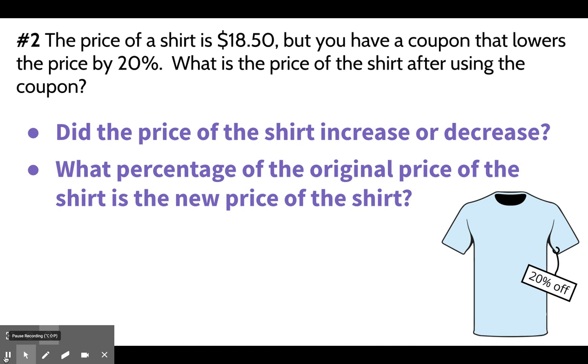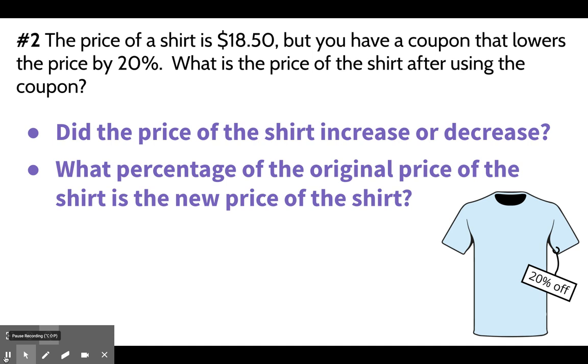So that means that the shirt will cost $14.80, because 18.50 minus 3.70 equals 14.80. So in this case, that means that the sale price is 80% of the original price. When we say the sale price is 80%, it's because we're taking 20% off of the whole. So 100% minus 20% is 80.